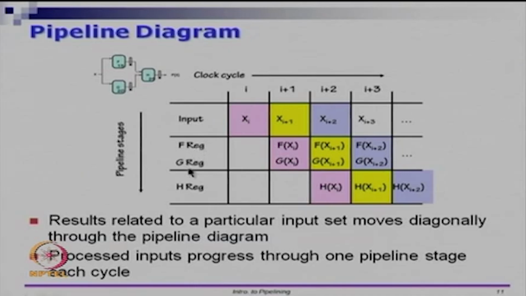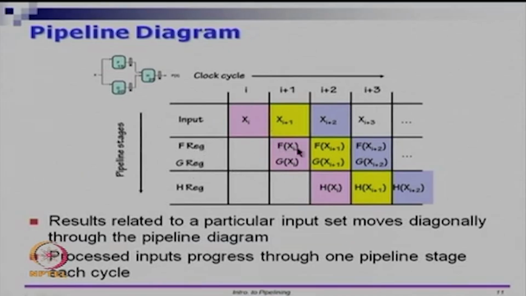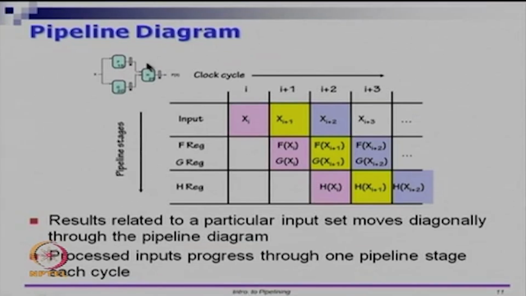The f register and g register can only get f of xi and g of xi at time I plus 1, and this will be placed as input to the combinational logic H. So, H will take, at the end of time period I plus 1, f of xi and g of xi and it will produce h of xi. So, if you notice this pink diagonal here, xi is input given at time I. At time I plus 1, f of xi and g of xi will be ready, and at time I plus 2, h of xi or p of xi is ready.